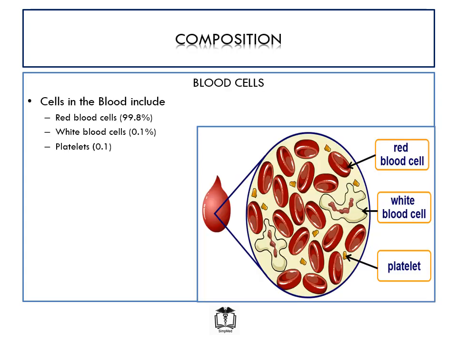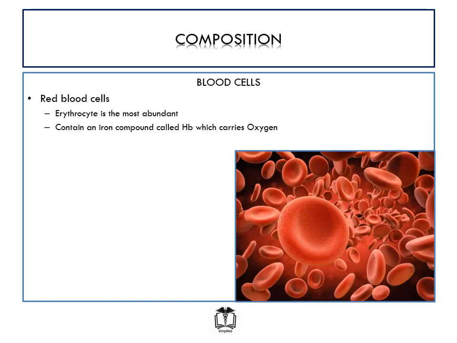The distribution of cells within blood is not equal. Usually, red blood cells take the chunk of the proportion of cells. It's about 99.8% of cells within the blood. White blood cells about 0.1%, and platelets about 0.1%. Red blood cells are also called erythrocytes. They are the most abundant cells in the blood. They contain a very important iron compound called hemoglobin, and this compound is involved in the transportation of oxygen through the blood.